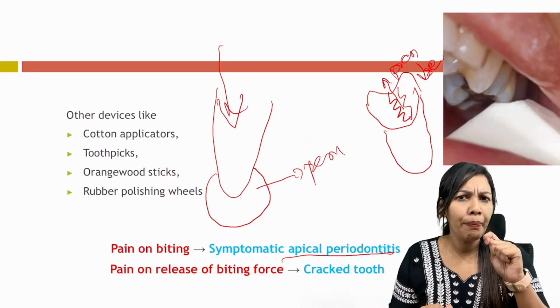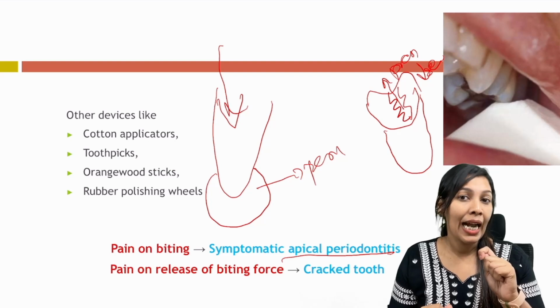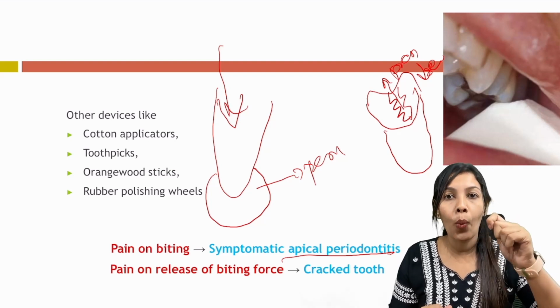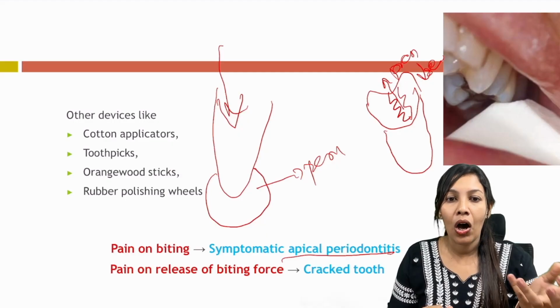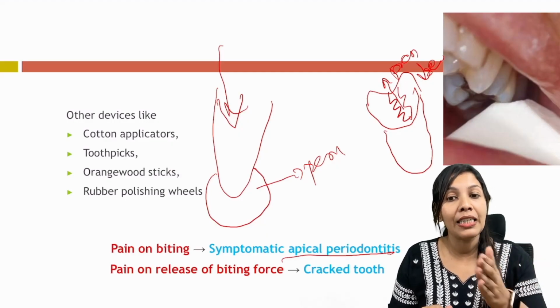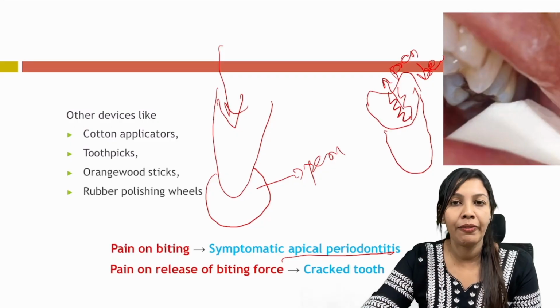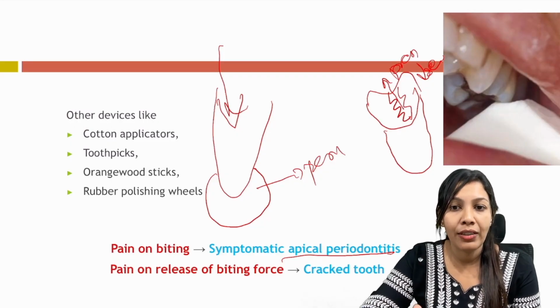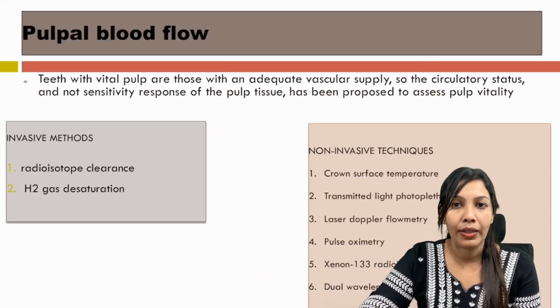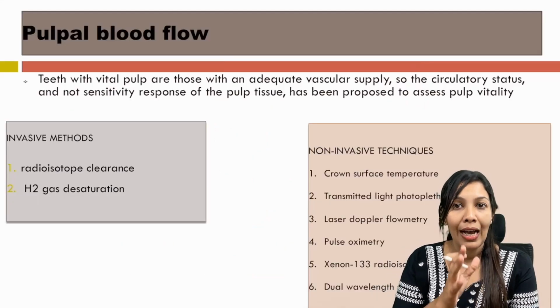That is why on pressure, if there is pain, that is apical periodontitis. On opening, the pressure subsides, or pain on release of the biting, it is called a cracked tooth. So with the help of these two instruments, we can find these two conditions. Very important. So that was all about the vascular supply.